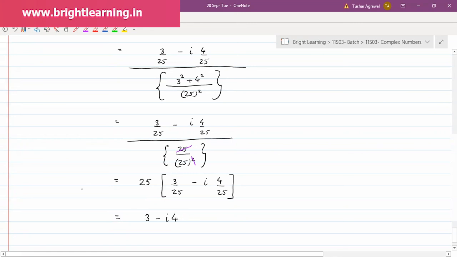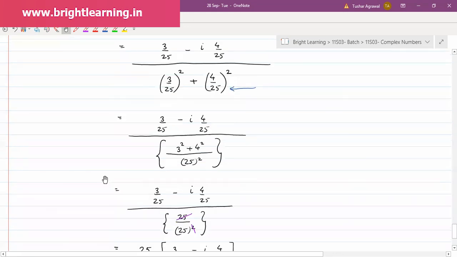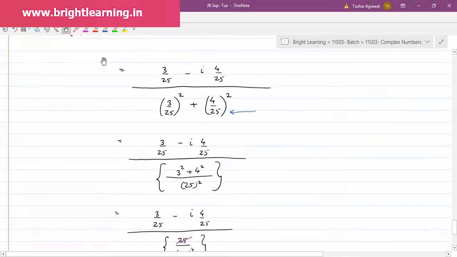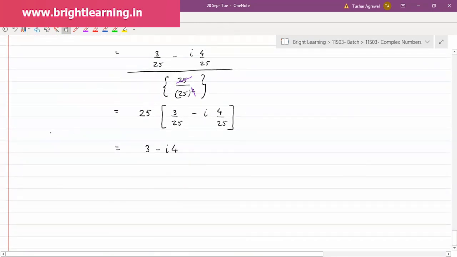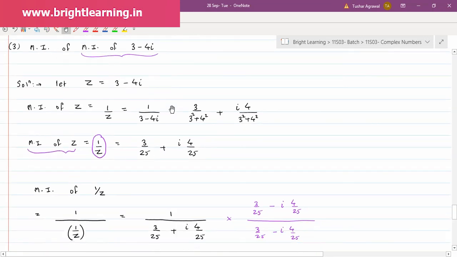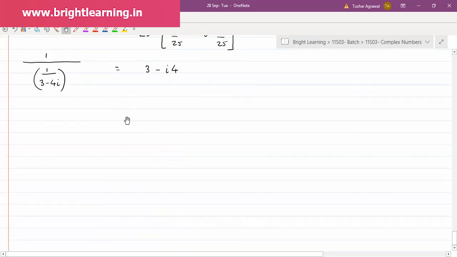That's it. So the moral of the story is that the multiplicative inverse of 1 by z is symbolically 1 upon 1 by z. What was my z? z was 3 minus 4i only, no? This was only my z. z equal to 3 minus 4i. When you take the multiplicative inverse, you will get a really different number. But when you again take the inverse, you will get the same number.